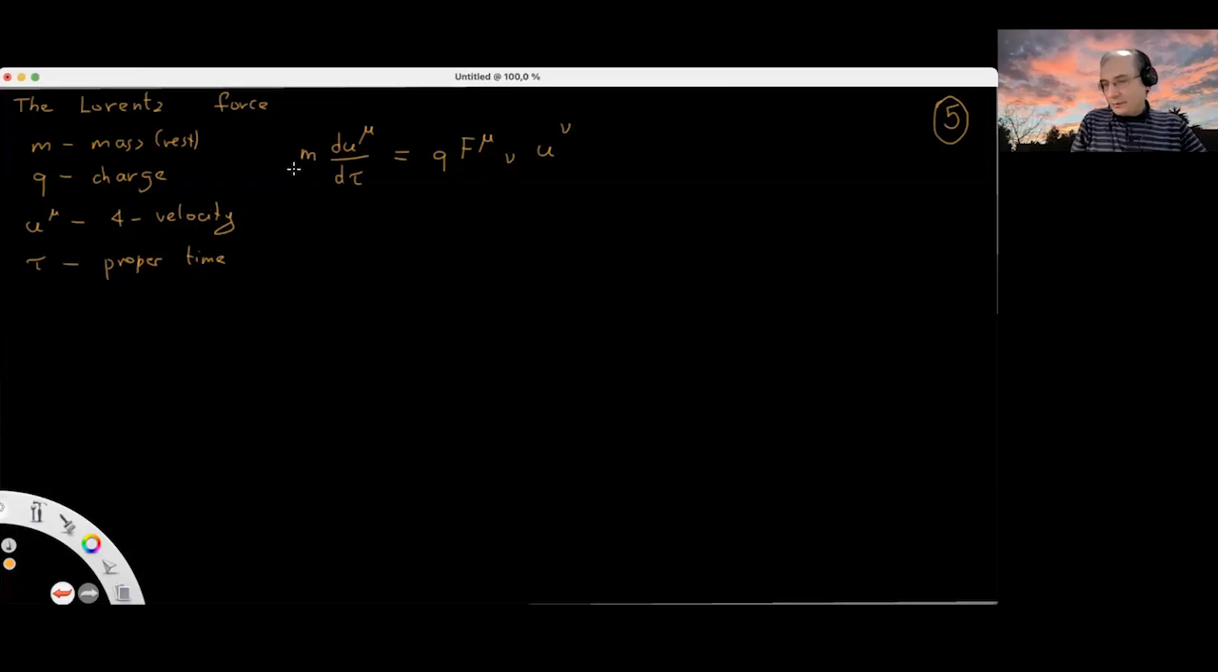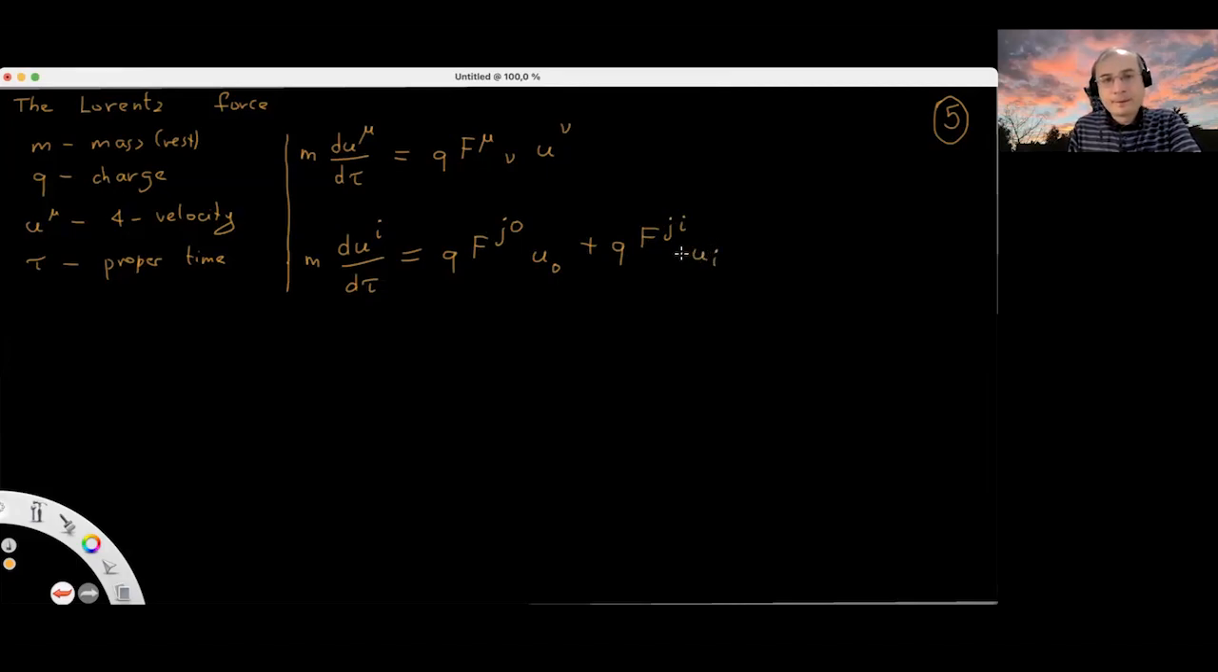Okay, so let's try to again decompose this equation. It's basically four equations because there is one external index, mu. Index nu appears on the right-hand side and is summed over. Let's try to decompose it into the spatial components and the time component. So let's begin with the spatial components this time. We want to rediscover the Lorentz force as we know it. So what we get is q F^j_0 u^0 plus q F^j_i u^i. Oh, sorry, this was supposed to be j.